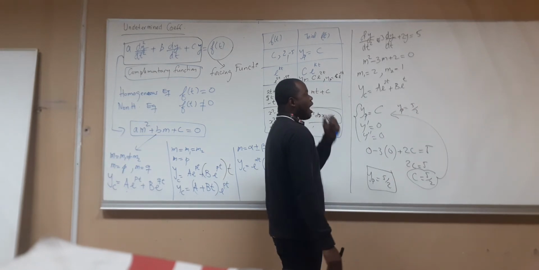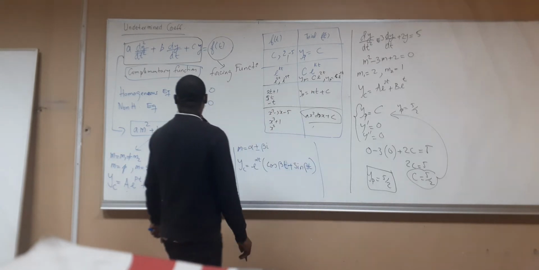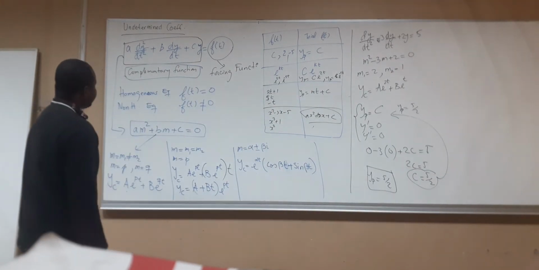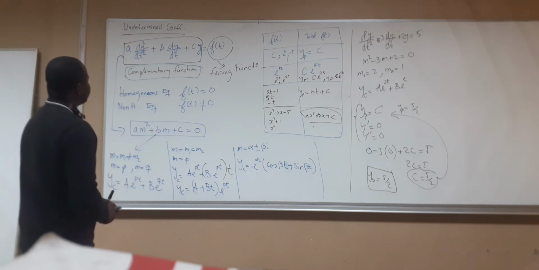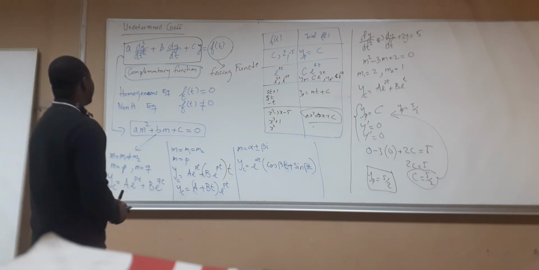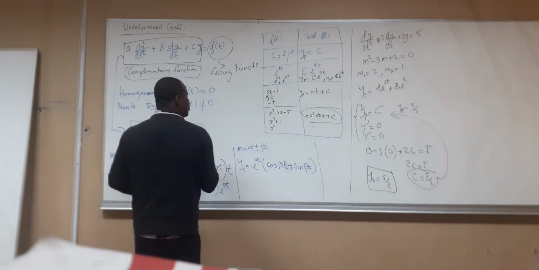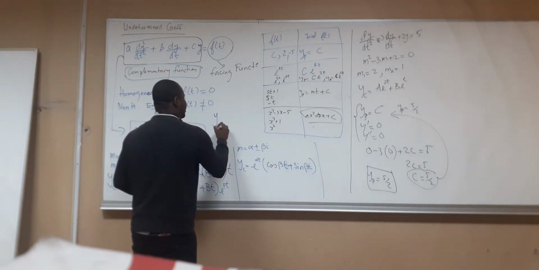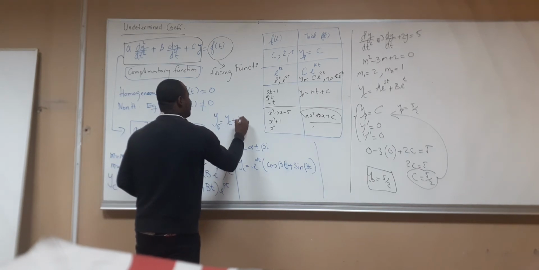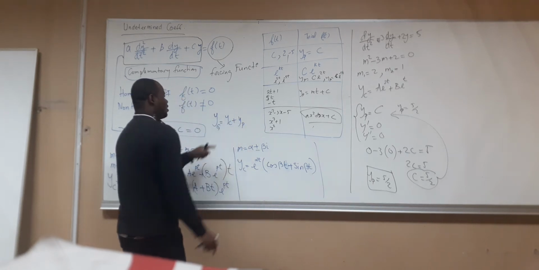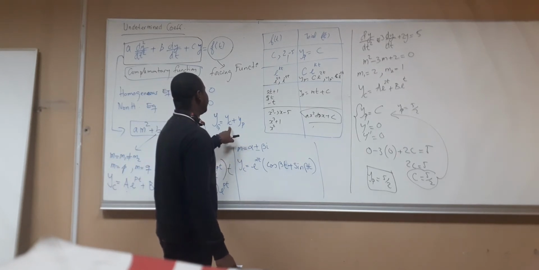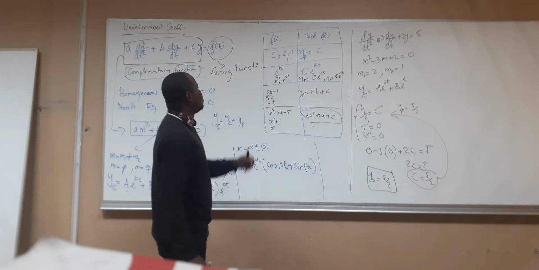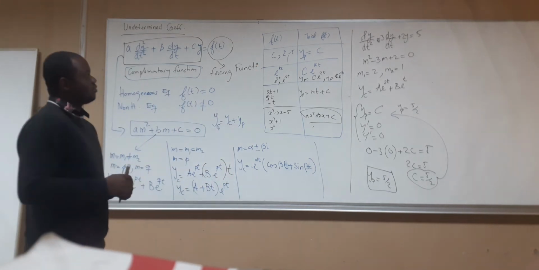Alright? So our solution will be equal to, I didn't give you that formula. It's not on the board, so I didn't. The general solution is yg equal to yc plus yp. Okay? Yc is for the characteristic equation, and yp is for your particular equation.